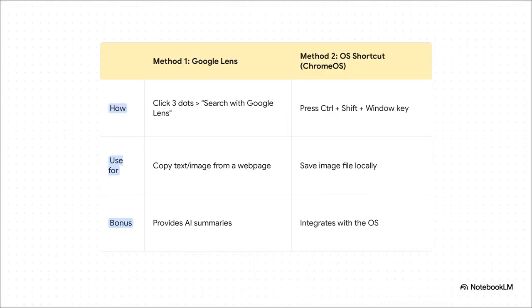So you've basically got 2 amazing options here. First, right inside Chrome, there's Google Lens. You can just select any part of a web page and it instantly lets you copy text or images. And as a bonus, it'll even give you AI summaries about what you just grabbed. Pretty cool, right? Then, if you're on Chrome OS, there's the classic keyboard shortcut, Control plus Shift plus Window key. This is perfect for when you need to actually save that screenshot as a file on your computer. So you get this amazing flexibility. One tool for grabbing info on the fly, and another for saving things permanently.